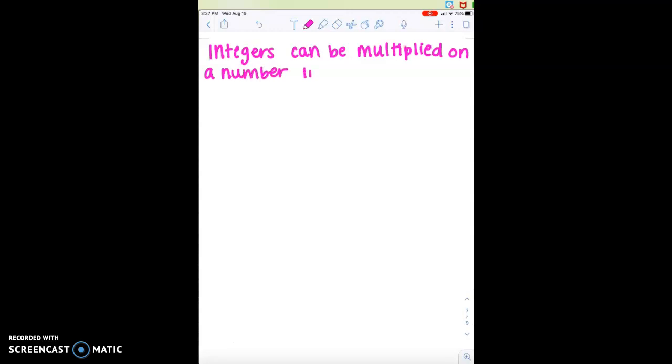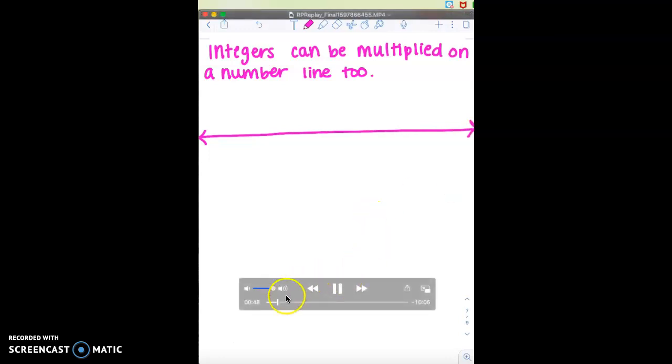Looking right here, you can see that integers can be multiplied on a number line. And I'm going to show you how to do that. So the first thing we're going to do here is draw our number line. And just to make this faster, I'm going to fast forward through a lot of me drawing stuff because I don't want to waste your time. If you need time to draw and you want to pause the video, go ahead. That's up to you. But I'm not going to try to make these videos super long for you to watch. And I'm pretty sure we all know how to draw a number line.